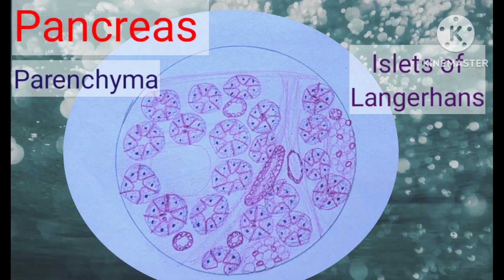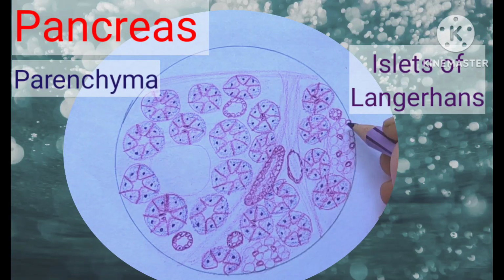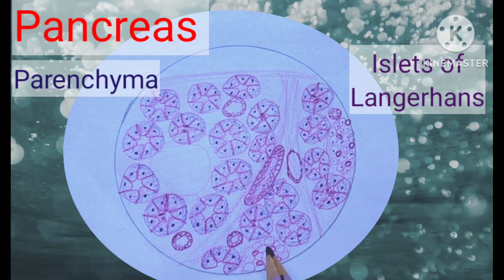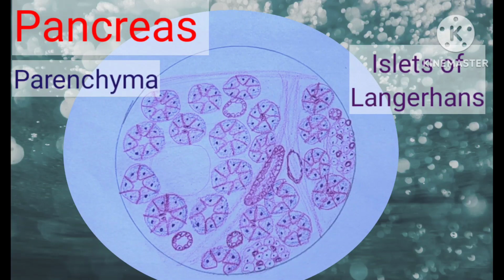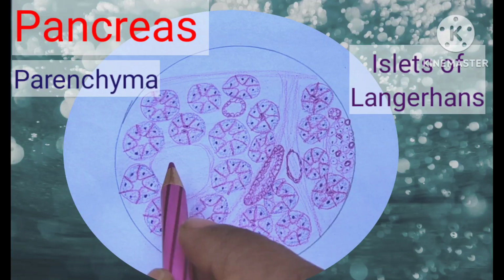It is very difficult to differentiate the alpha and beta cells in H&E stain. With special stains, we can differentiate the alpha cells secreting glucagon, beta cells secreting insulin, gamma cells and so on. But in H&E stain, you can't differentiate the alpha and beta cells, so don't label that. Just label it as islets of Langerhans. And you have to show sinusoids, the capillaries, in between. So that's the endocrine part of the pancreas.